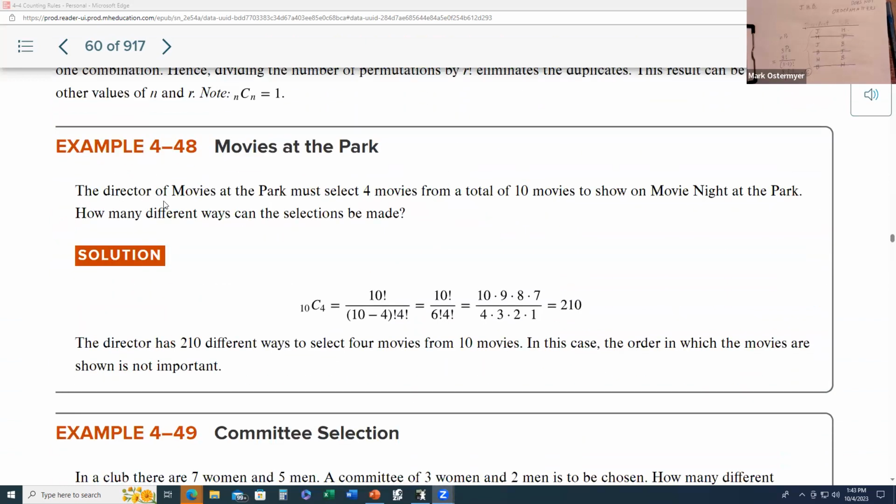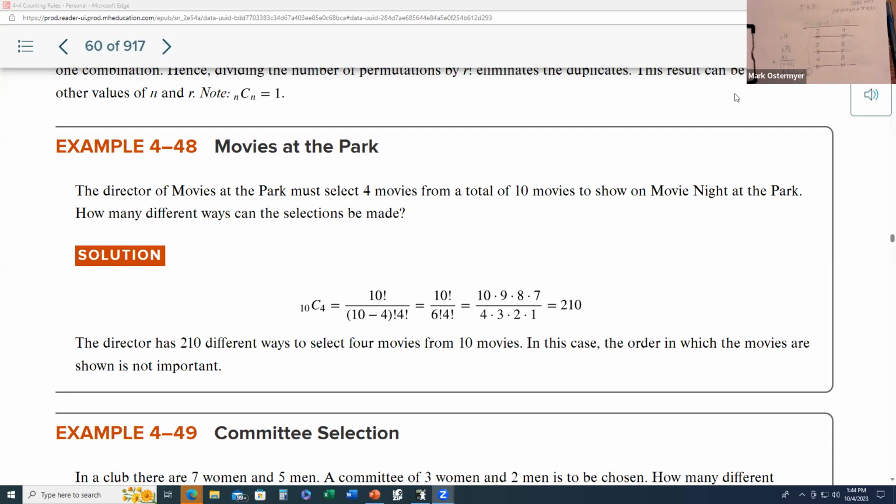Here's an example. The director of movies at the park must select 4 movies from a total of 10 movies to show on movie night at the park. How many different ways can the selections be made? Well, we will assume that order really doesn't matter. I mean, you're going to see 4 movies. Let's say the person stays for all 4 movies. You think the order in which the movies are presented really matters? Now, somebody could always argue, yeah, it does.